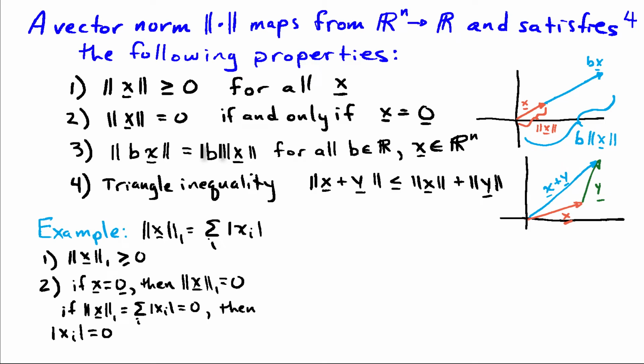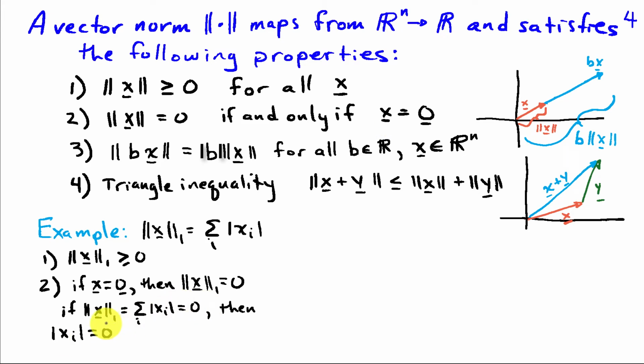So let's take an example and look at the L1 norm, which we defined in the previous slide as the sum over all the elements of the vector of their absolute values. Well, since this is a sum of absolute values, clearly it's always going to be greater than or equal to 0. Now what happens when x is equal to 0? Well, then you're summing the absolute value of 0, which is 0. So the only if part of this holds.